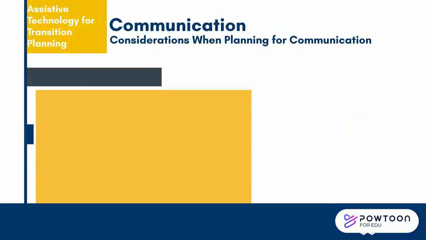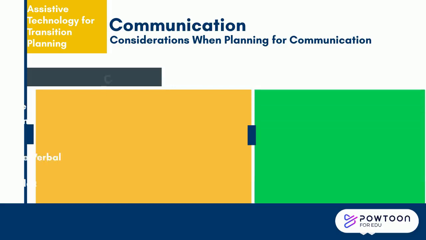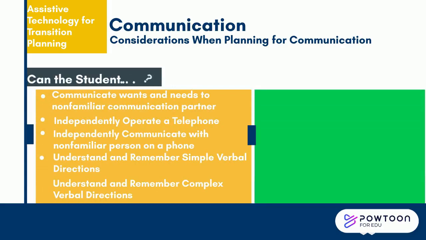Assistive technology for transition planning. Considerations when planning for communication. Can the student communicate wants and needs to a non-familiar communication partner? Can the student independently operate a telephone? Can the student independently communicate with a non-familiar person on a phone? Can the student understand and remember simple verbal directions? Can the student understand and remember complex verbal directions?